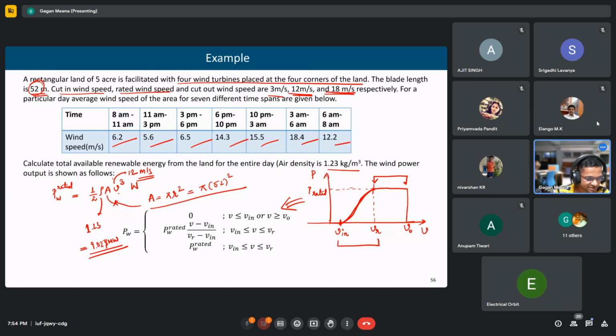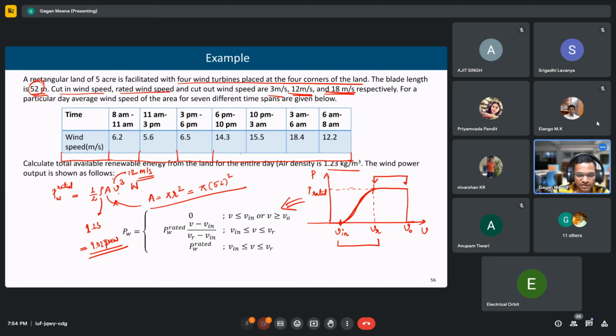So this is the rated power. Now what do we have to do next? We have the rated power. We know V rated, we know V in, and we also know V from this table. So now what are we going to do? For each time segment, find out the linear power. First tell me.